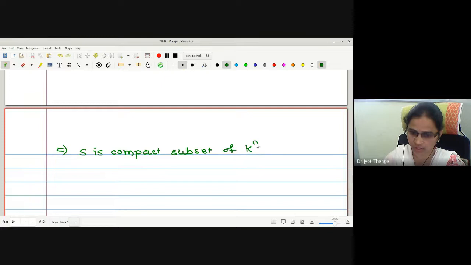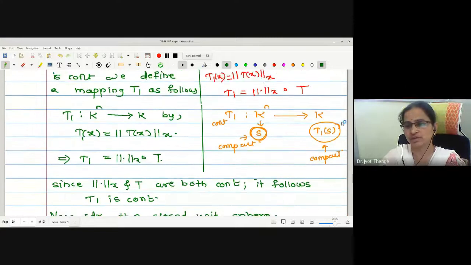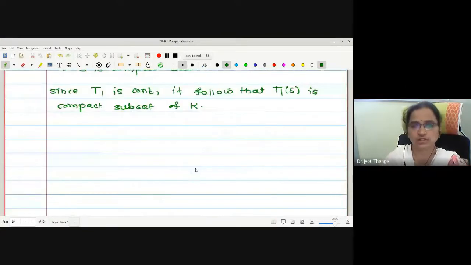of Kn. Now, since T1 is continuous, it follows that its image will also be compact. It follows that T1 of S is compact. Compact subset of what? K, na? Yes, ma'am. Because T1 is a mapping we are defining from Kn to K. So this is a compact subset of K. What is the meaning of compact again? This is closed and bounded.